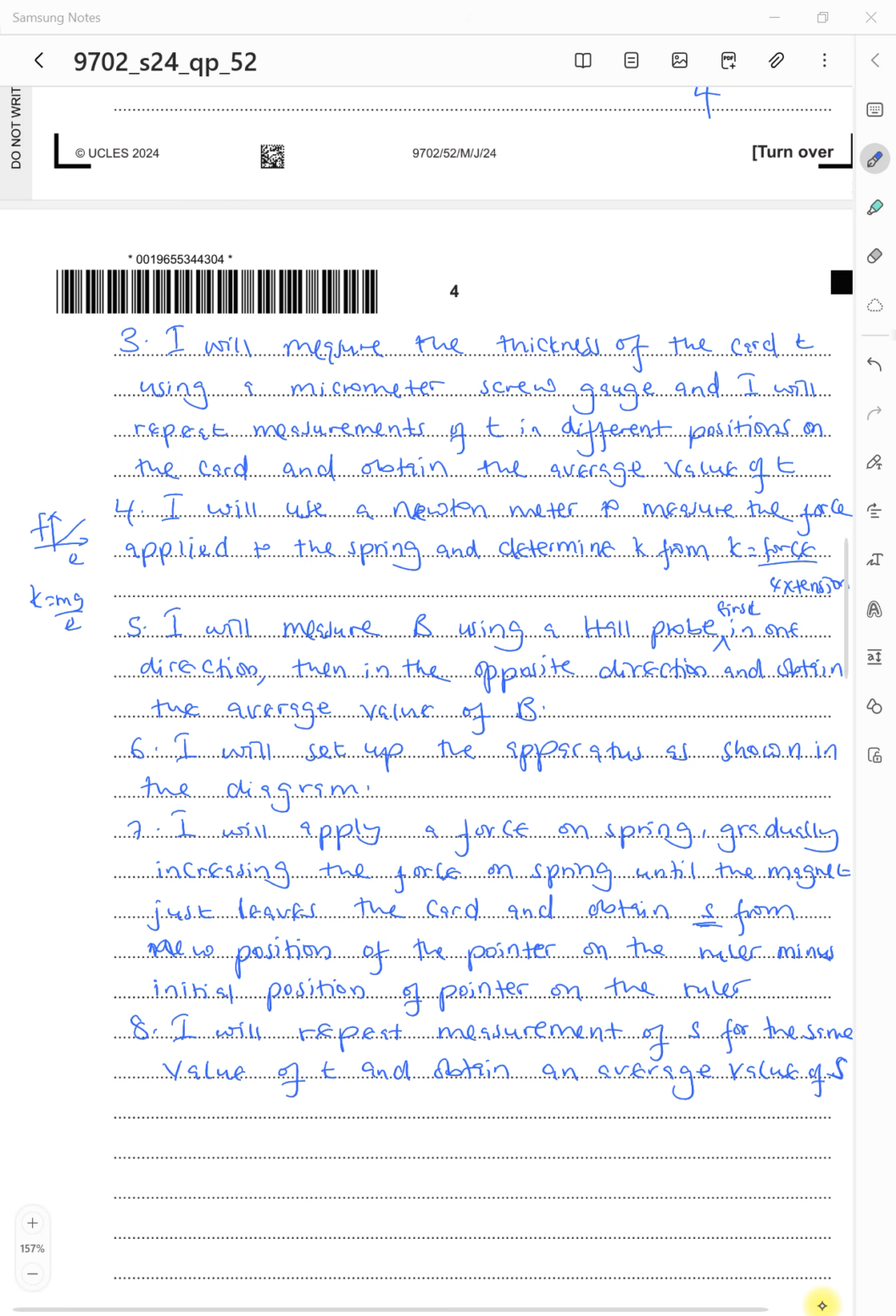So remember, you should always check and see that the elastic limit has not been exceeded. So I also have tried this one here. I will remove the force and check if the spring returns to its original length.